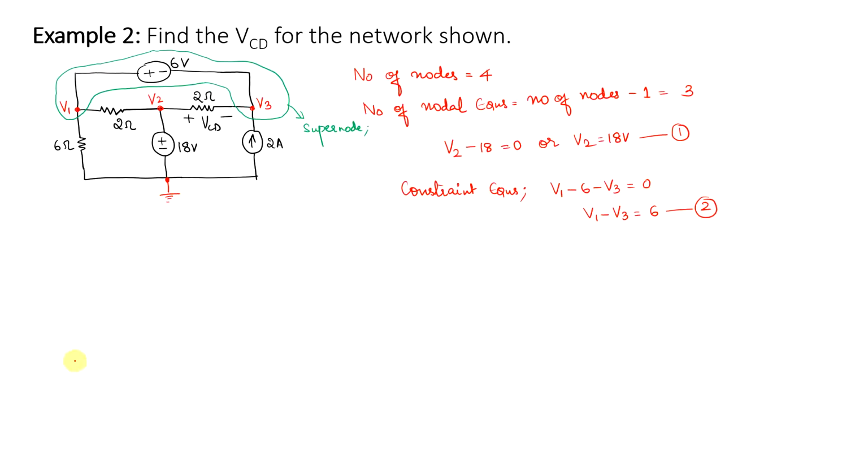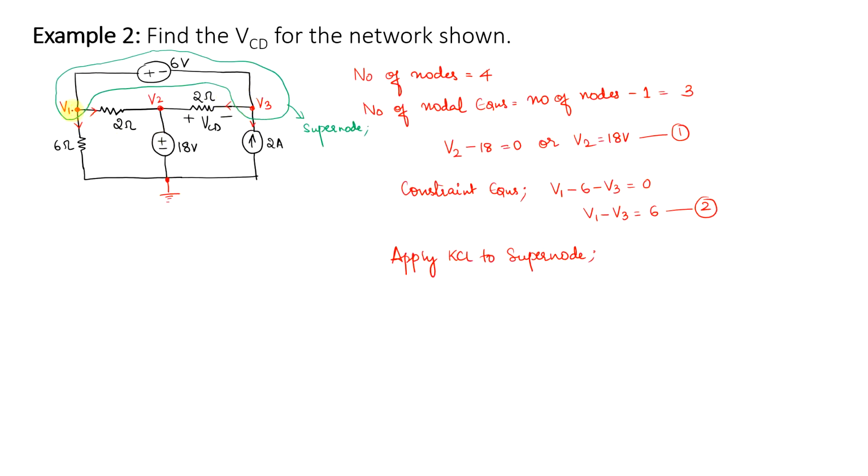Now for the third equation, what am I to do? I need to apply KCL to the supernode. When I apply KCL to the supernode, I need to make sure that V1 and V3 are both included. So consider all the other branches for the node V1 and all the other branches for the node V3. Let me start with V1.